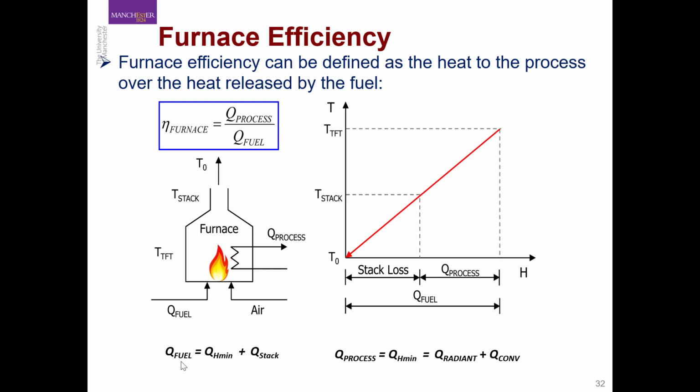While for the case of the fuel, the total heat that is being generated in the furnace is the sum of QH min, the heat that the process is taking, plus the heat that is being lost in the stack. Okay, and this stack loss very much depends on the pinch temperature, the dew point, and also the shape of the GCC. But another factor that it depends on is the critical flame temperature. Okay, and we will talk about that in the next part of this lecture.